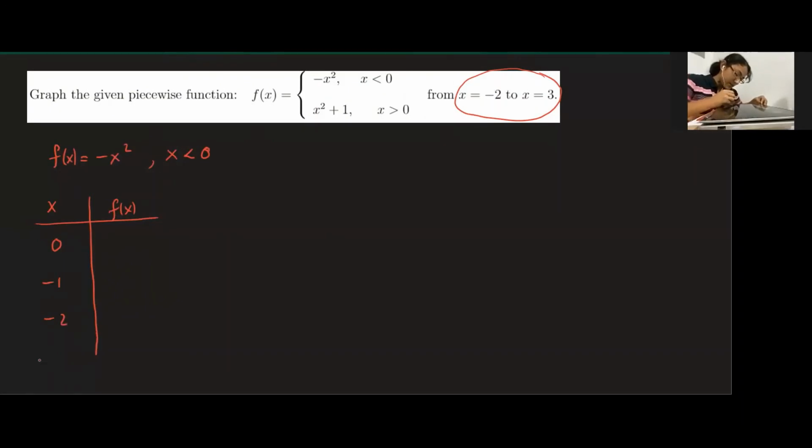Now keep in mind, you cannot plug in any more points because of the interval. It only exists from -2 to 3. So we'll have to stop at -2. So let's plug this into the function.